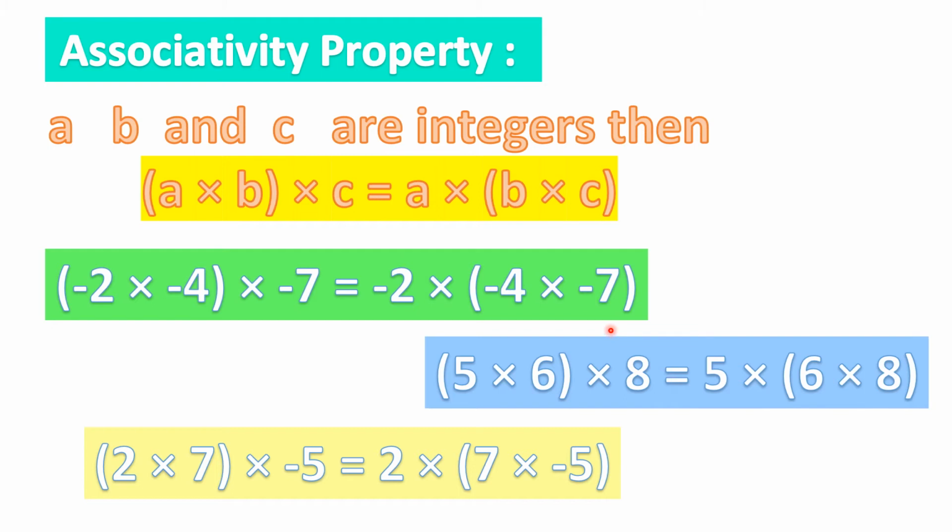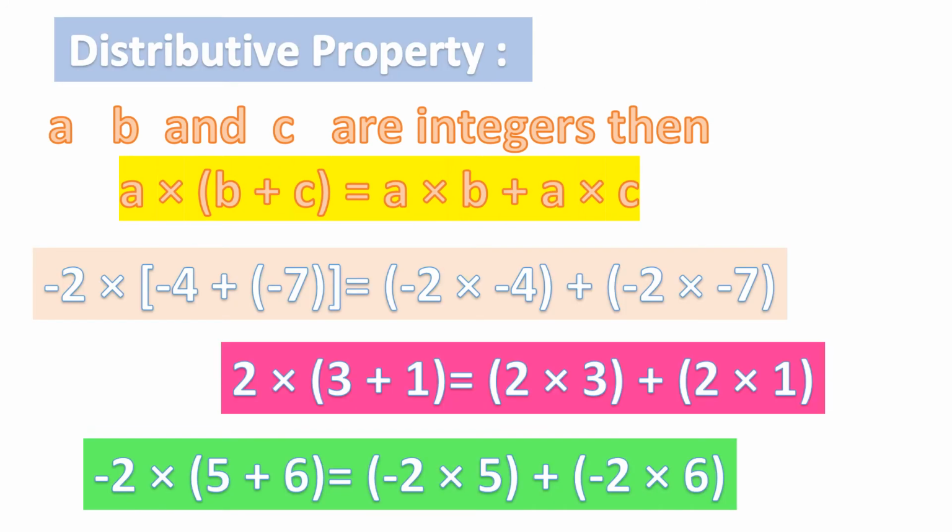Now let's look at another one. Next property is called the distributive property. What is the distributive property? Distributive property is a new property. We have not seen distributive property in addition. We are only seeing distributive property in multiplication.